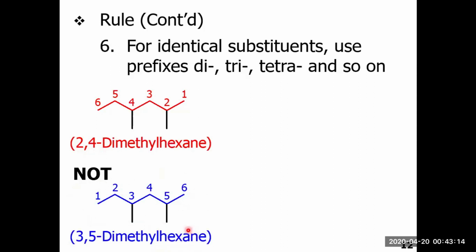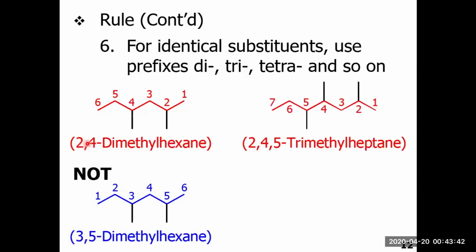Okay, you would notice that the parent is still hexane. This one is right. You have methyl groups here, but what is wrong with this? It's the manner in which we counted the parent. For example, in this case, you counted at this end 1, 2, 3, 4, 5, 6. If you follow this, then you will have a higher set of locants. So 3,5 is higher than 2,4.